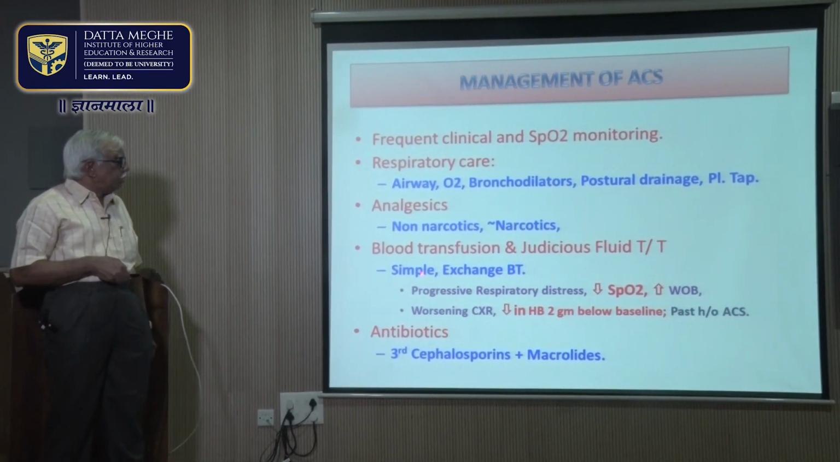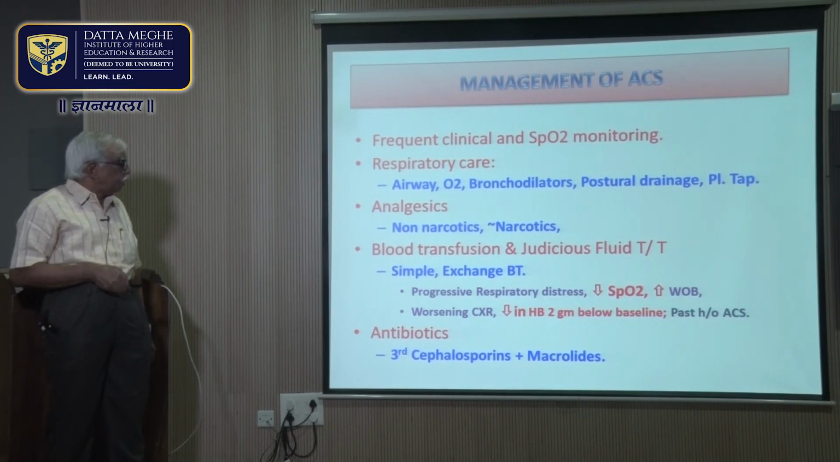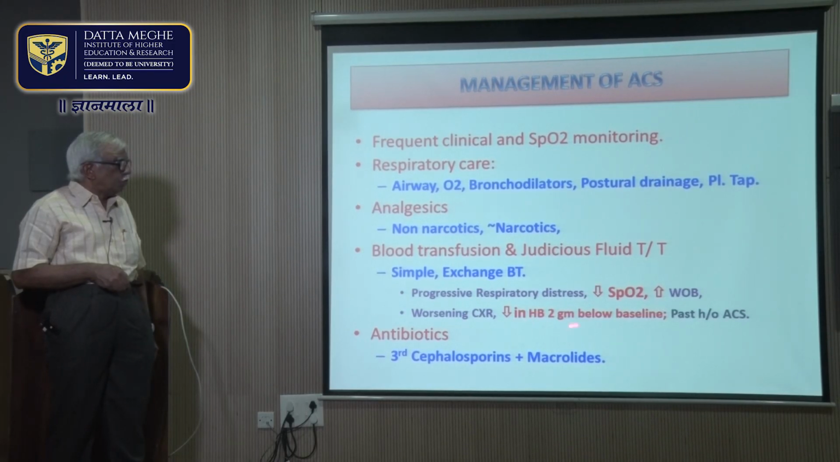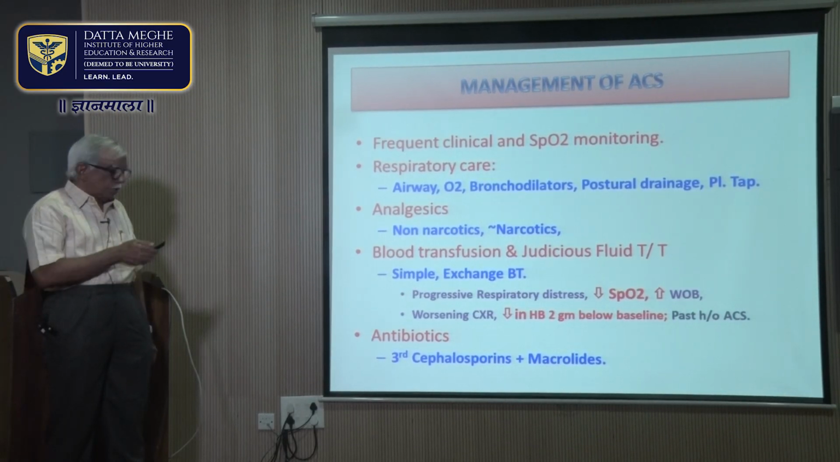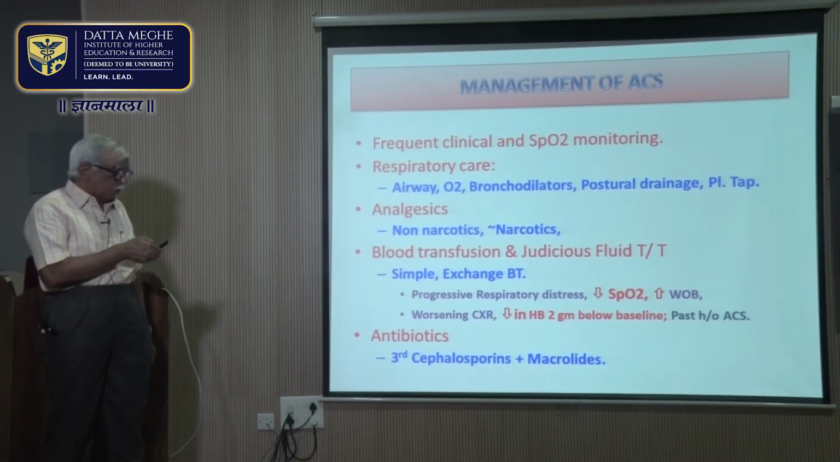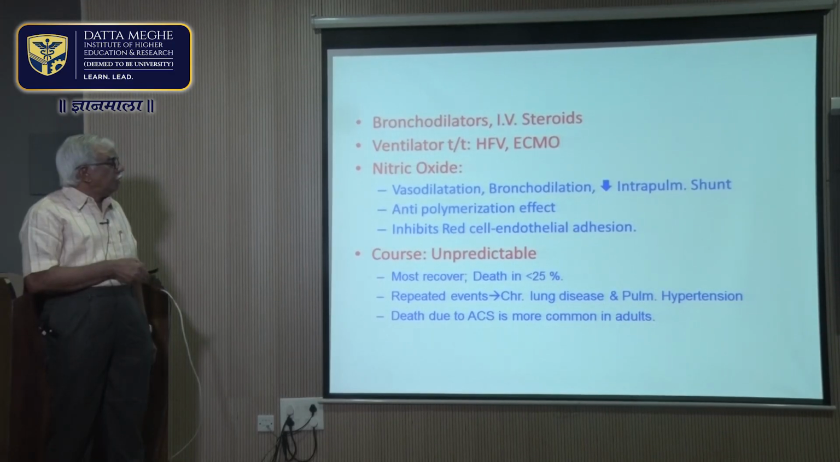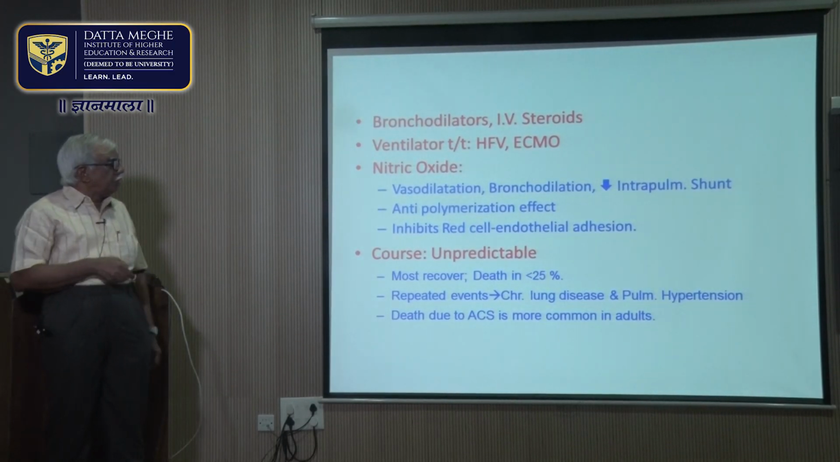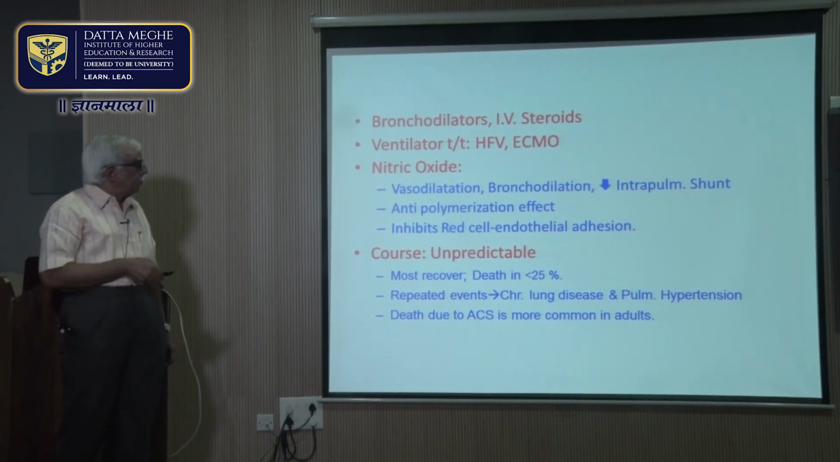So, simple or exchange blood transfusion: if there is progressive respiratory distress, and the oxygen saturation is going down or the work of breathing is increasing, then you have to go for an exchange transfusion. Worsening X-ray chest or decrease in hemoglobin 2 gram below the baseline or past history of acute chest syndrome, then only one should go for the exchange transfusion. Antibiotics as per the culture or third generation cephalosporin and macrolides. Bronchodilators, occasionally IV steroids, ventilator in hypoxic patients or those who have respiratory failure.